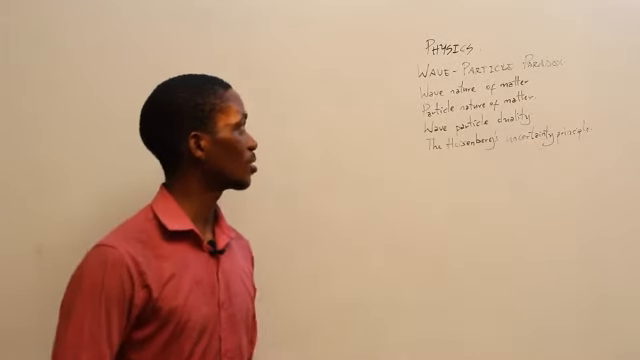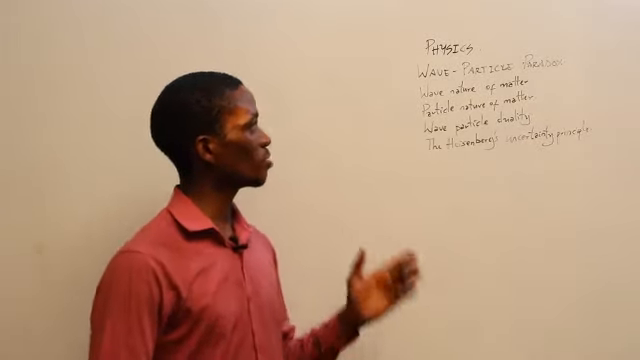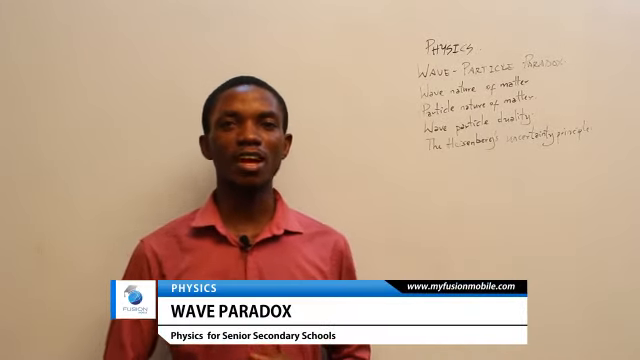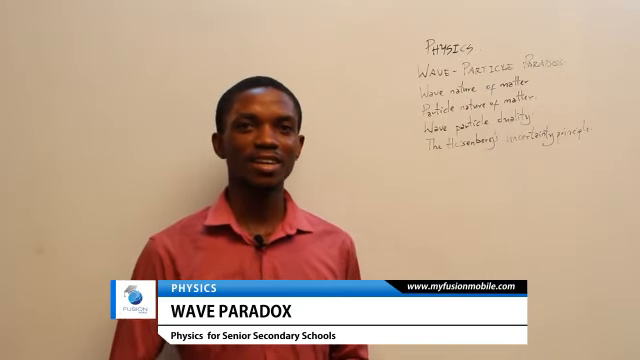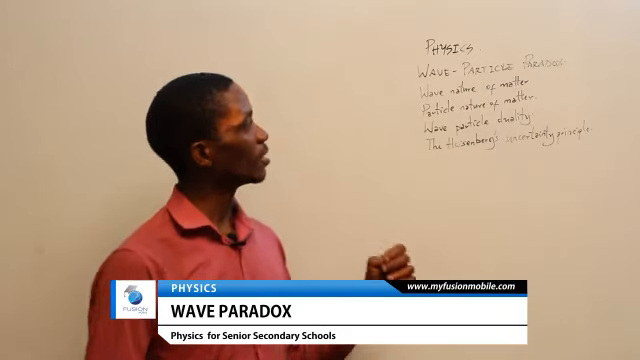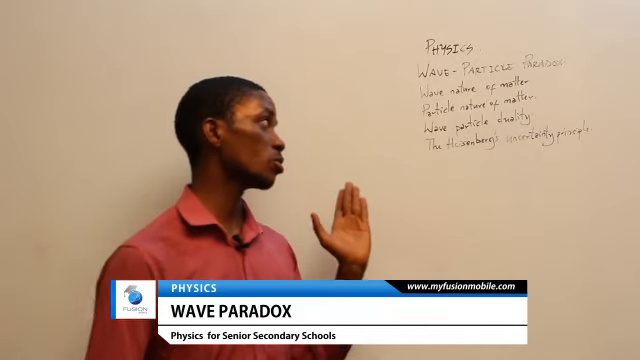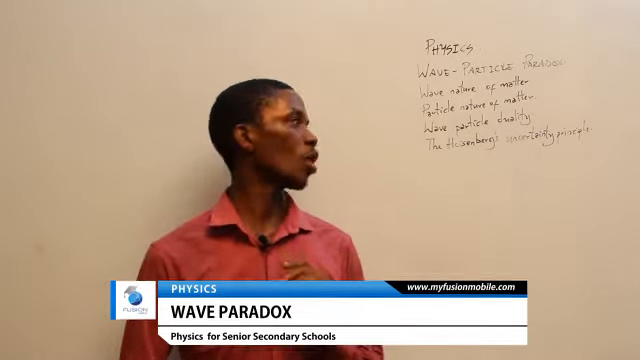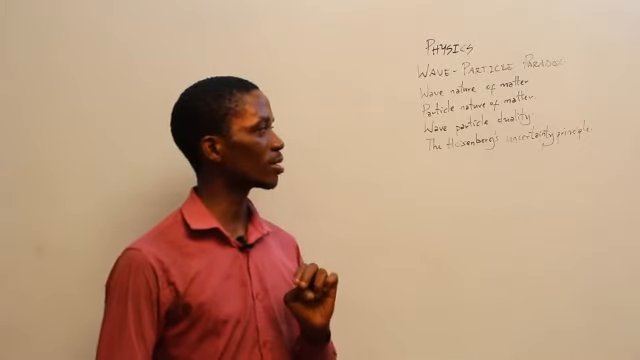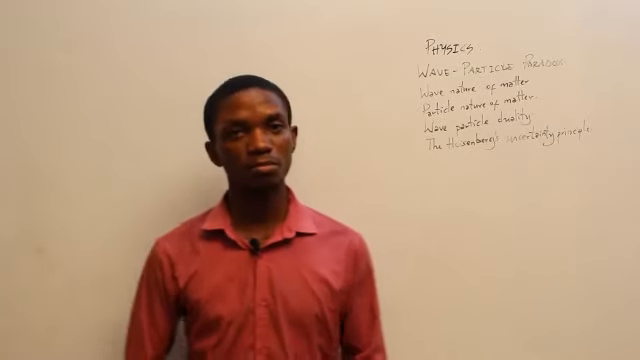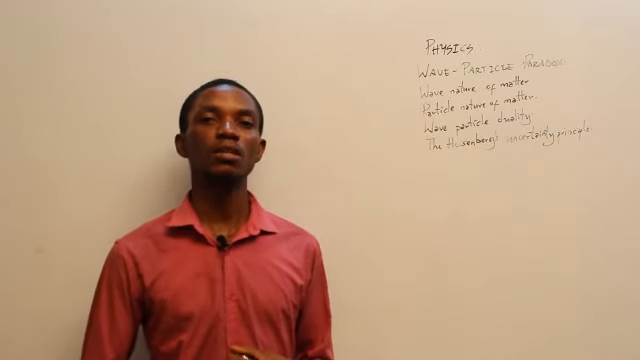Today let's quickly consider the wave-particle paradox. That's a wave, particle, and paradox. Interesting topic. All right, we'll look at the wave nature of matter, then we'll consider the particle nature of matter, then we'll come to wave-particle duality, and we'll finalize the matter with Heisenberg's uncertainty principle.